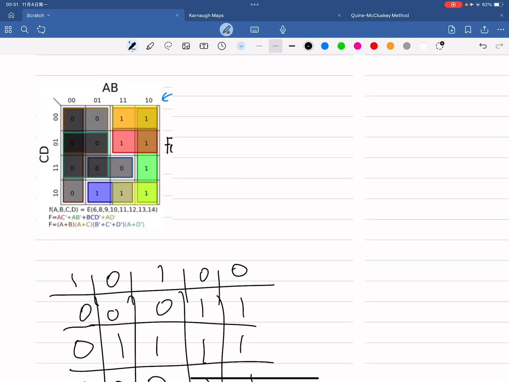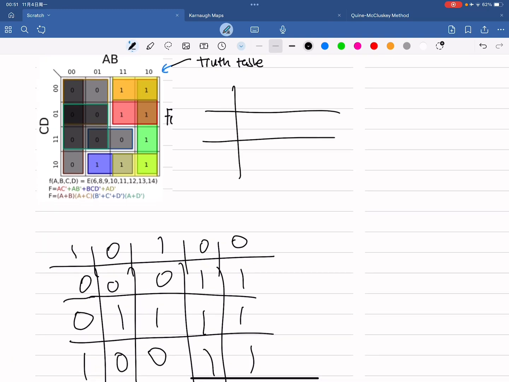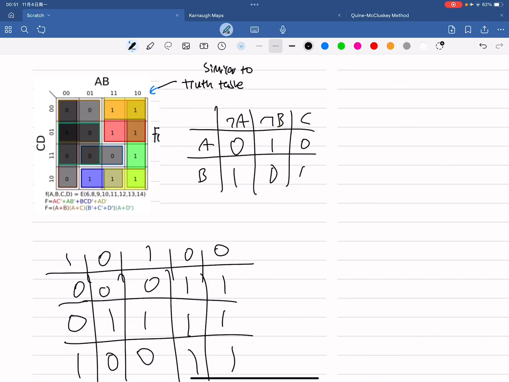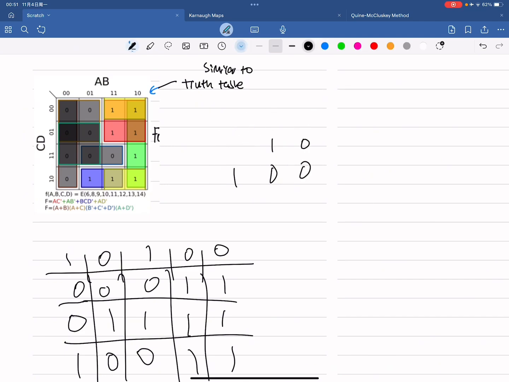Now we have an example of a K-map, which is similar to a truth table, which is basically this. Actually, let me do A, B, not A, not B, and this is 0, this is 1, this is 1, this is 0. Something like this. I should probably leave that.